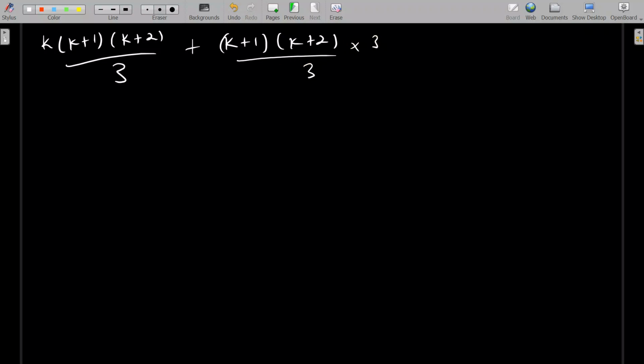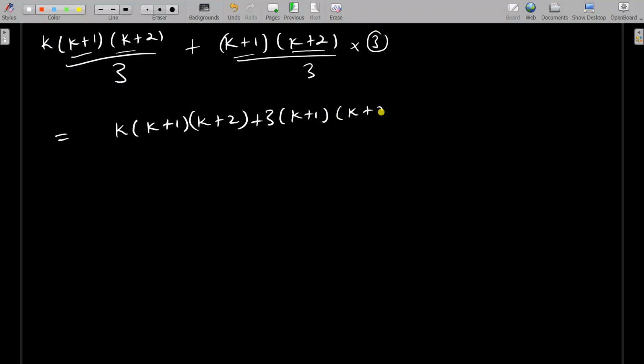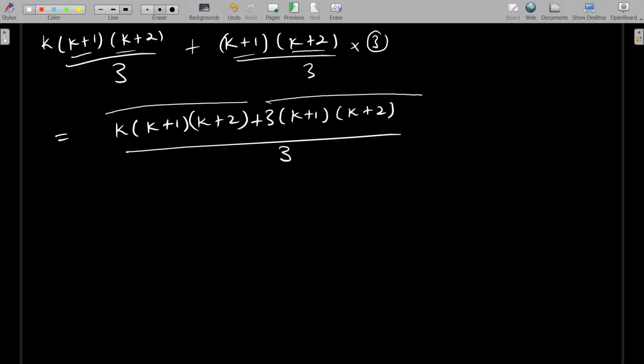So when you do that, you have k plus 1 here, k plus 1 here, k plus 2, k plus 2. I can actually add them, so let me add them first. K into k plus 1, k plus 2, plus 3 into k plus 1, k plus 2, all of these over 3. Notice that if I divide this whole side by 3 and this whole side by 3, I'll get back my original fraction. Okay.